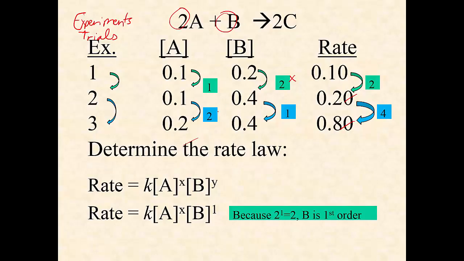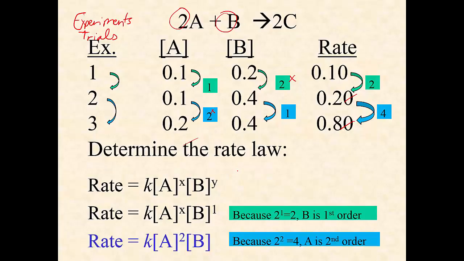So 2 to what power gives me 4? Well, 2 squared is 4. That's telling me then A is second order. So my rate law for this reaction is just rate equals k, A to the second, B. Okay, this time, oh wow, it did work out. Coincidence, we don't know that. It's not always going to be that. So what is the overall rate order of this reaction? It would be third order overall.